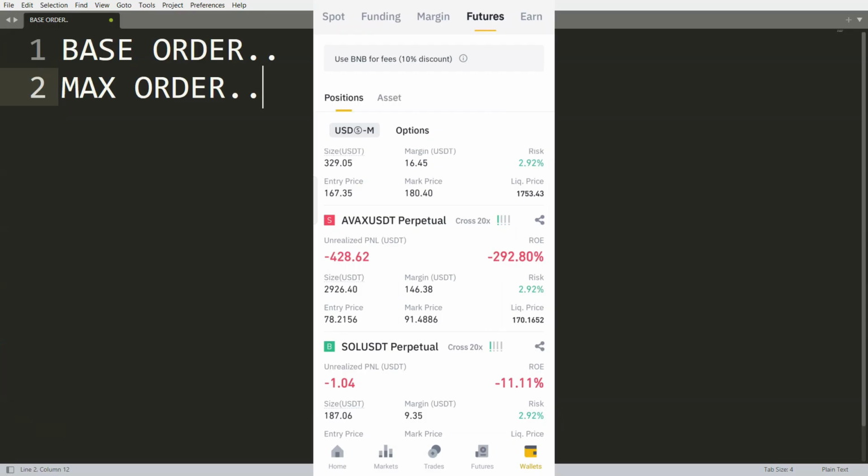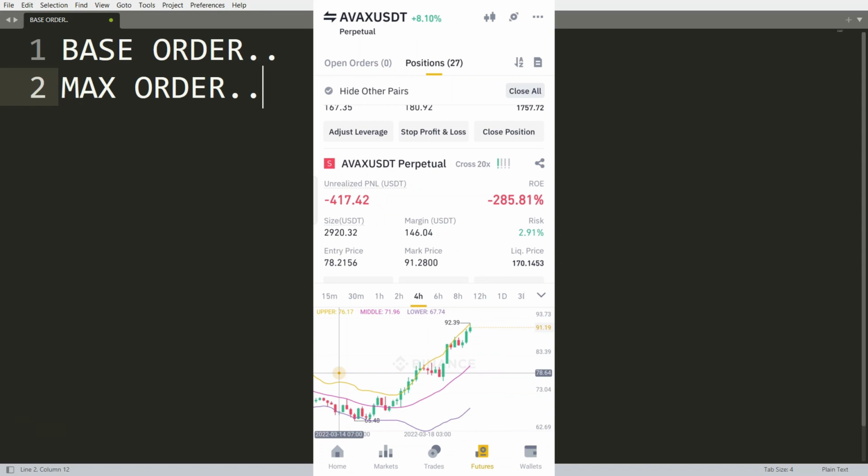Okay, so you can see here on my phone, this is my AVAX. Look at my AVAX, guys. It has a floating of negative $428. Look at the floating, it's insane, right? Look at AVAX, the chart just went through the roof. My entry price was $78 and it goes all the way up to $91. I need the price to go down to my entry price in order to take profit.